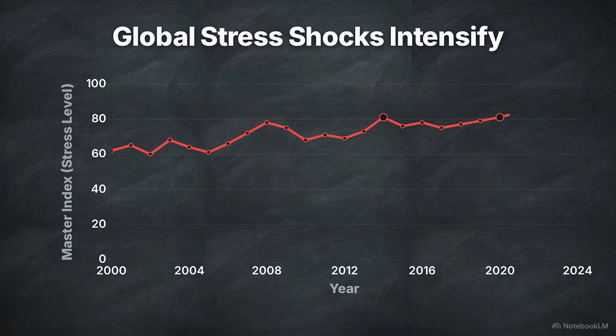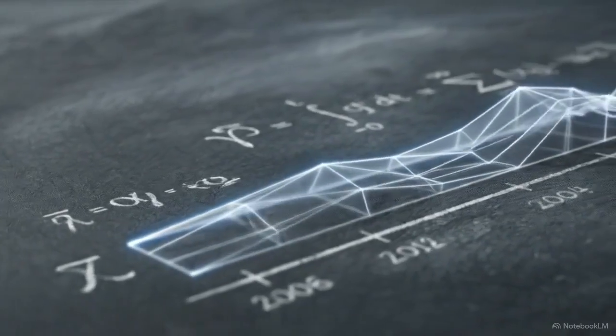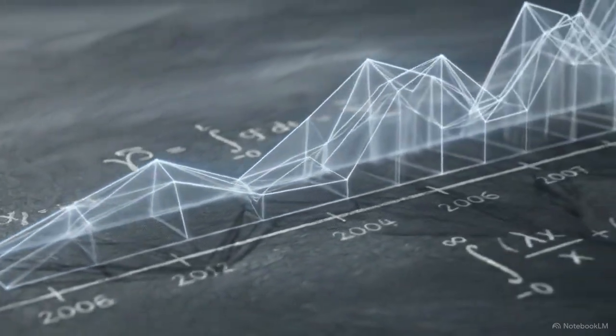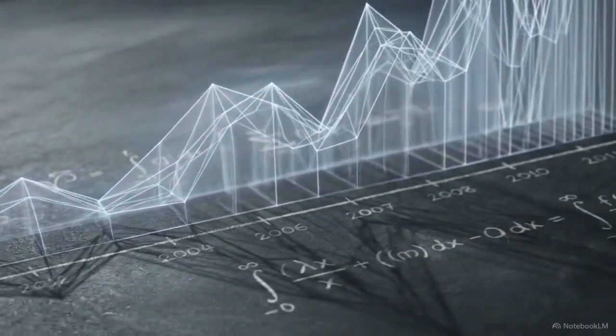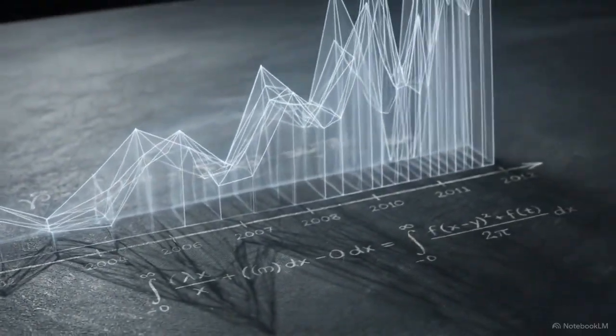We define frequency by measuring the time between structural contractions, where the master index reaches 80 or higher. Before 2014, 80-plus events were nearly non-existent. The system had ample time to recover between minor shocks. In the last decade, extreme contractions cluster together. The system now undergoes sequential shocks without returning to its historical baseline. The numbers show the core mechanics of the hypothesis are in effect. Peak intensity is increasing, and recovery windows are shrinking.